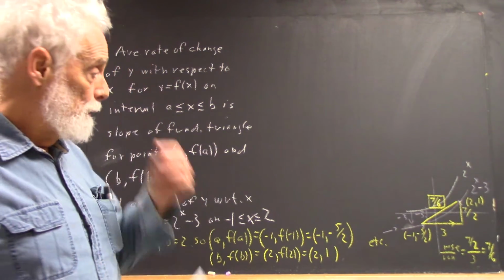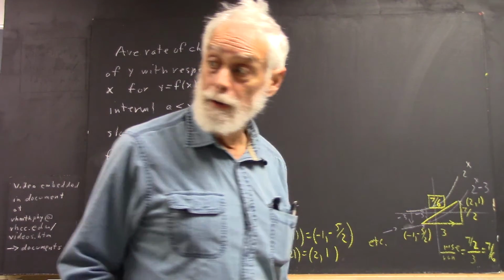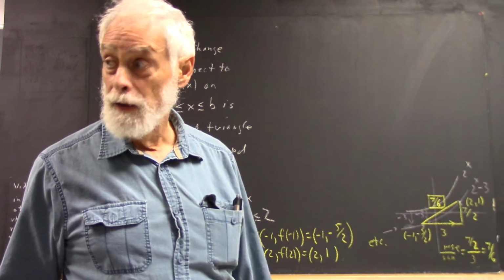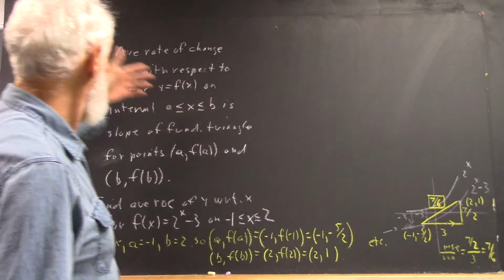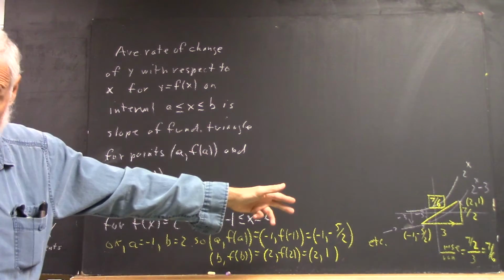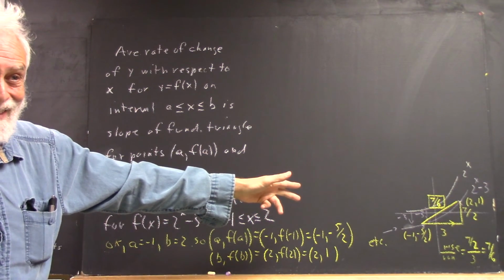Now, the problem never asked us to completely label the triangle. If it did, we would have to put our hypotenuse in here too, right? But I'm just using the triangle, and I know that the average rate of change is just the slope of the stupid triangle. Okay?